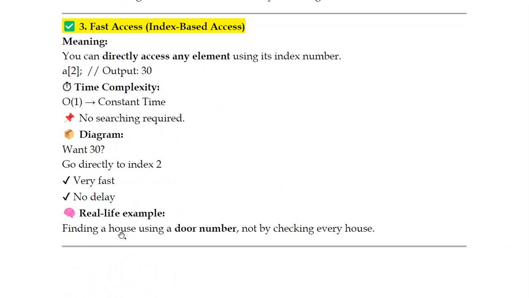Real life example, finding a house using the door number. So then it's easy. Not by checking each and every house. Am I right? So check the door number. That's it. Using the door number, you can easily find out that person.